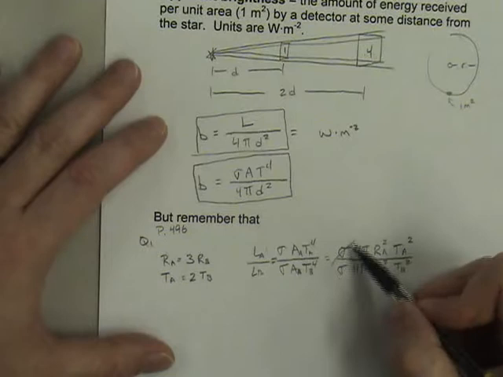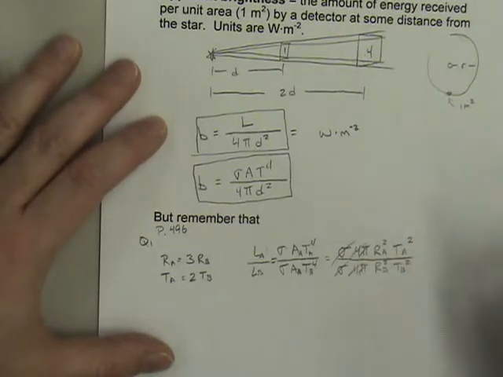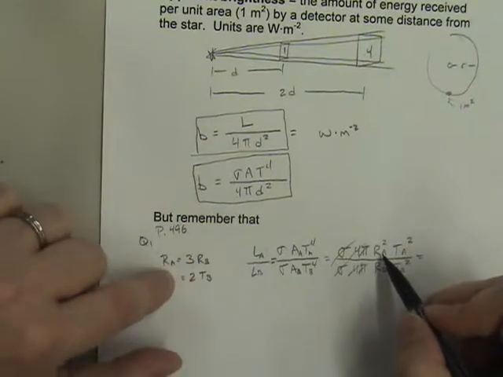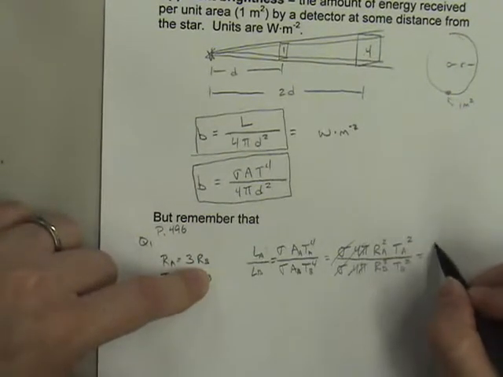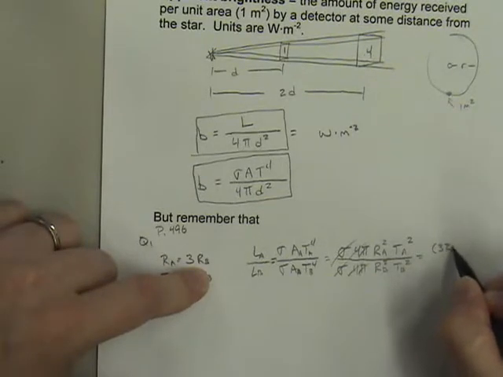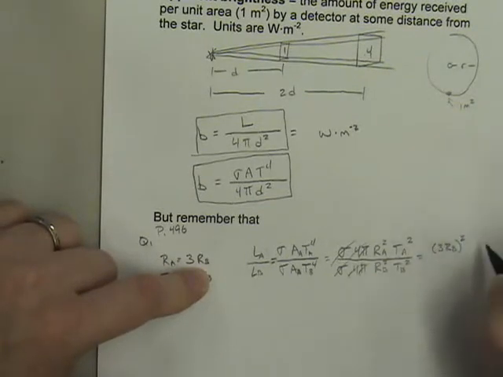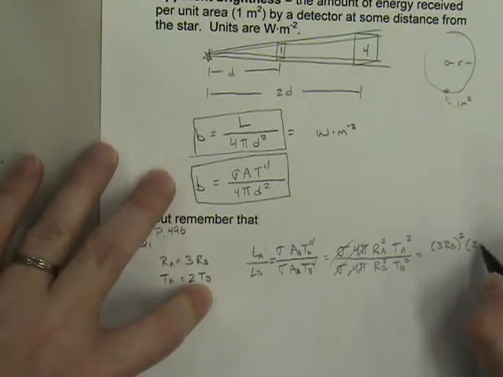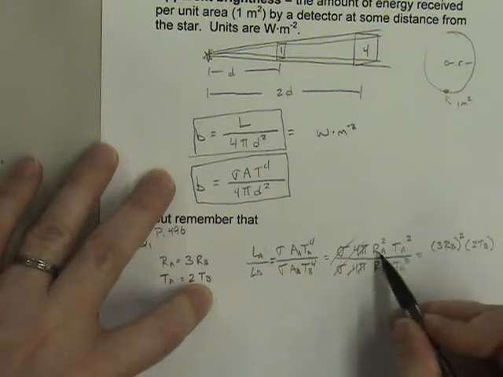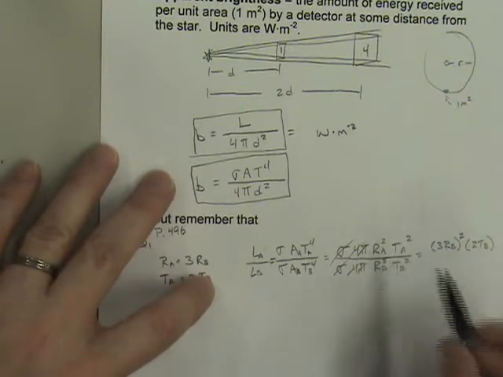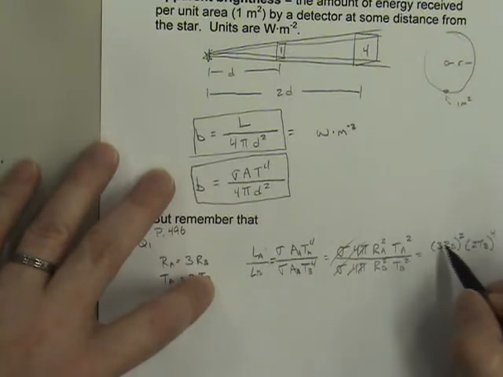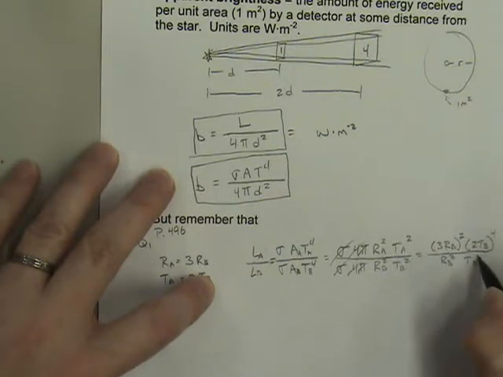Now obviously these cancel, this cancels, so it comes down to these two. But I know that the radius of A is 3 times the radius of B. So in parentheses, let me put 3RB squared. And I know that the temperature of A is twice the temperature of B. So in there I can put 2TB. I'm replacing the RA and the TA with RB and TB, and the reason why I'm doing that is because I can see that they'll cancel out on the bottom down here. So I get on the bottom just RB squared and TB to the 4th.